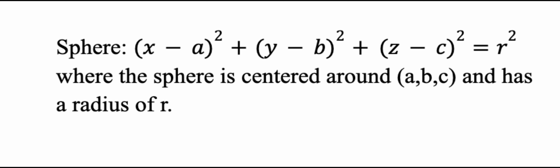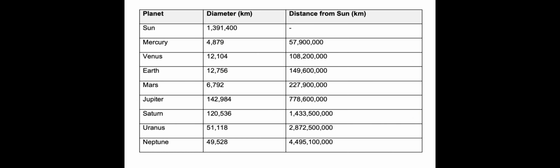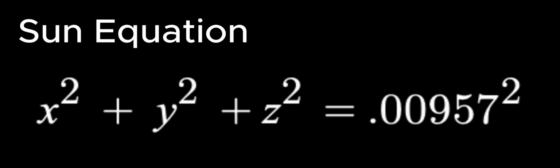In Calculus 3, a sphere centered at (a, b, c) with a radius r is described by the implicit surface equation (x − a)² + (y − b)² + (z − c)² = r². Using measurements provided by NASA's website, we created the equation of a sphere to represent the Sun centered at the origin, where the measurements are in gigameters instead of kilometers, which are units of 1,000,000 kilometers per gigameter.